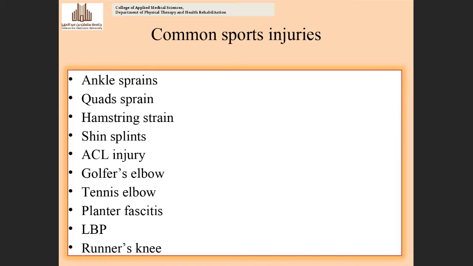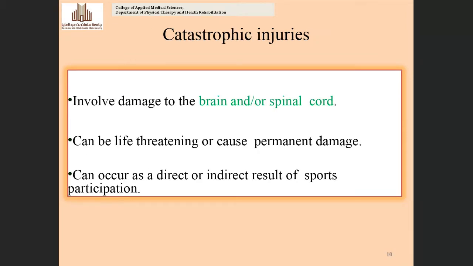So it happens in the muscles: hamstring strain. Or shin splints, which means pain in the shin, the tibial pain. Or there is a possibility of injury to the anterior cruciate ligament, or golfer's elbow, known as medial epicondylitis, or tennis elbow, which is lateral epicondylitis. Or plantar fasciitis, inflammation of the plantar fascia. Sometimes there are chances of low back pain, and runner's knee, which is patellar tendinitis. These are the common sports injuries that you can expect in a player generally.